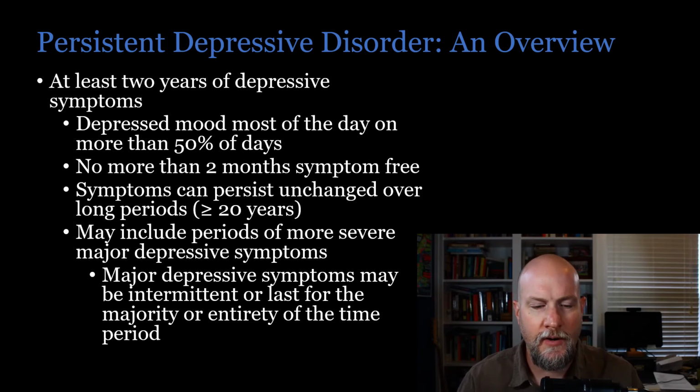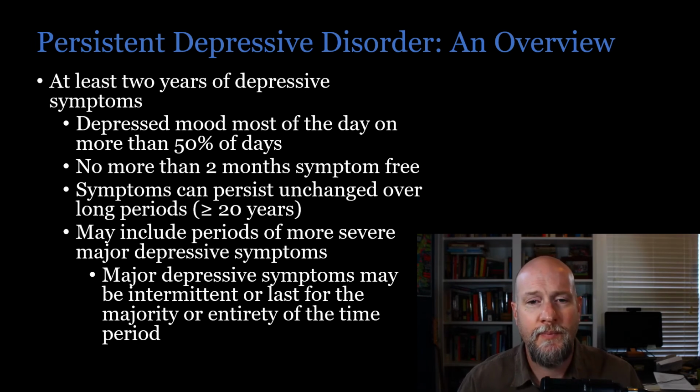So the basic overview, though, that I'll give you here, is that you have at least 2 years of depressive symptoms, wherein there is depressed mood most of the day on more than 50% of the days. So there's a lot of gray area there. There's a lot of wriggle room. No more than 2 months are symptom-free, and I think that's important. The symptoms can persist unchanged for long periods, in some cases 20 years. What we used to call, hundreds of years ago, a melancholic person, right?